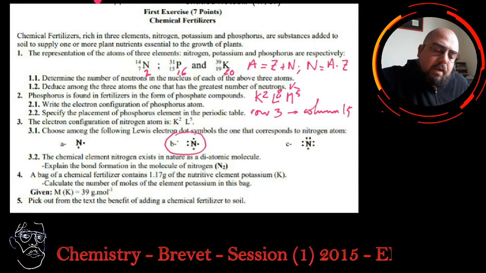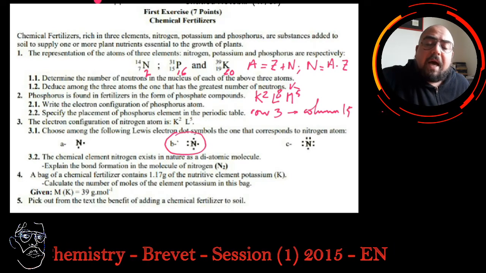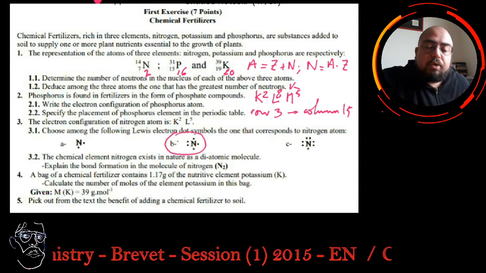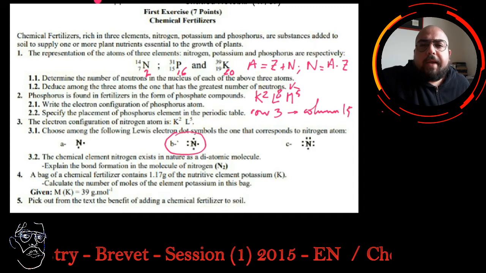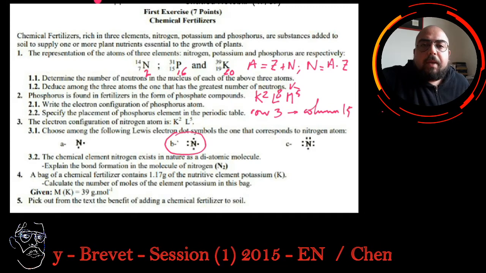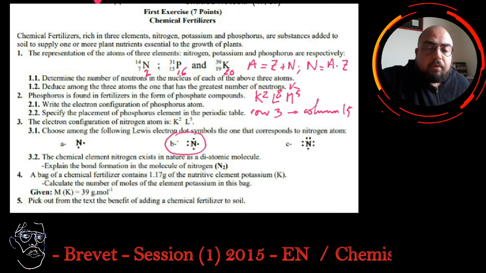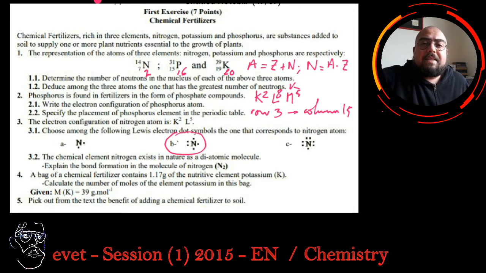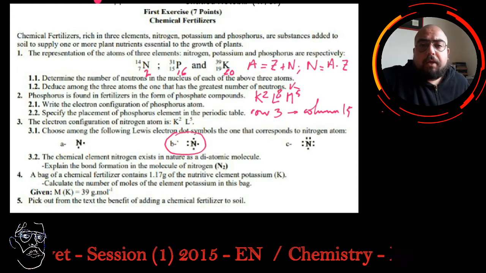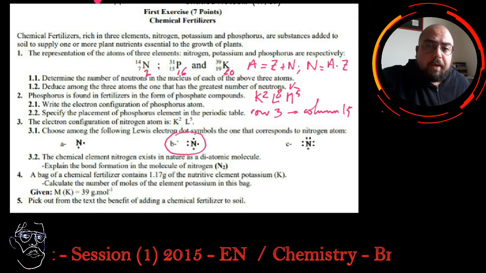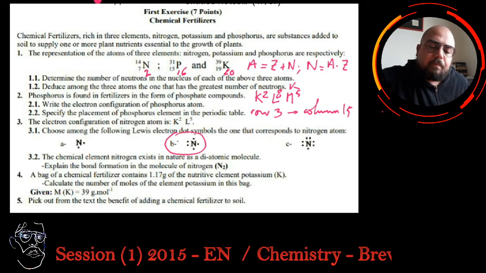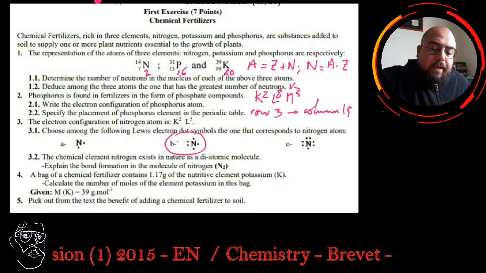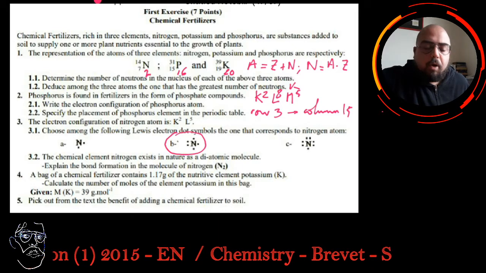The chemical element nitrogen exists in nature as a diatomic molecule. Explain the bond formation in the molecule of nitrogen N2. So in order to form N2, you have 3 celibataire electrons in front of other 3 celibataire electrons. So each nitrogen is sharing its 3 electrons in order to form one covalent triple bond. And of course to obey the octet rule and to have a stable molecule.